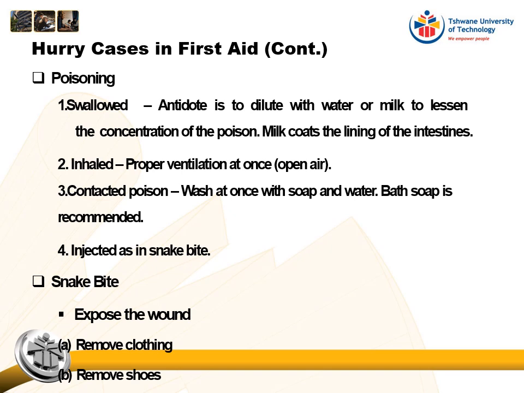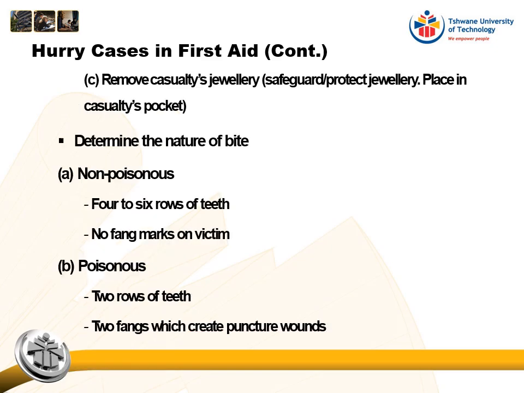Number 4, if the poison was injected as a snake bite, you expose the wound, you remove the clothing, you remove the shoes. Then lastly, you remove the casualty's jewelry. You safeguard or protect the jewelry, place it in the casualty's pocket. You don't keep it to yourself, but keep it in a safe environment. To determine the nature of the bite.